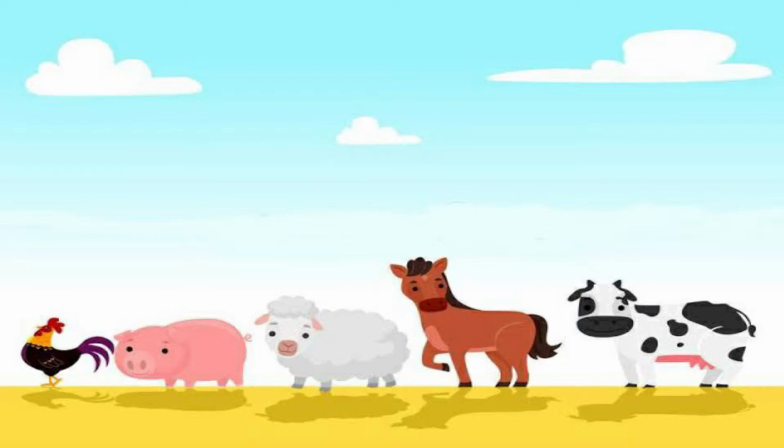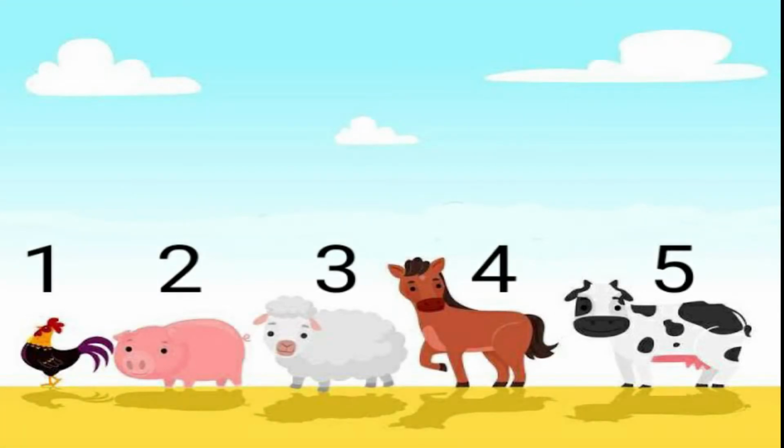Now, let us give the numbers for each of the animals. 1 for cock, 2 for pig, 3 for sheep, 4 for horse, and 5 for cow. Cow before which animal is there, children? Yes, horse. What is the number for cow? 5. And what is the number of horse? 4. So, 5 before which number is there?